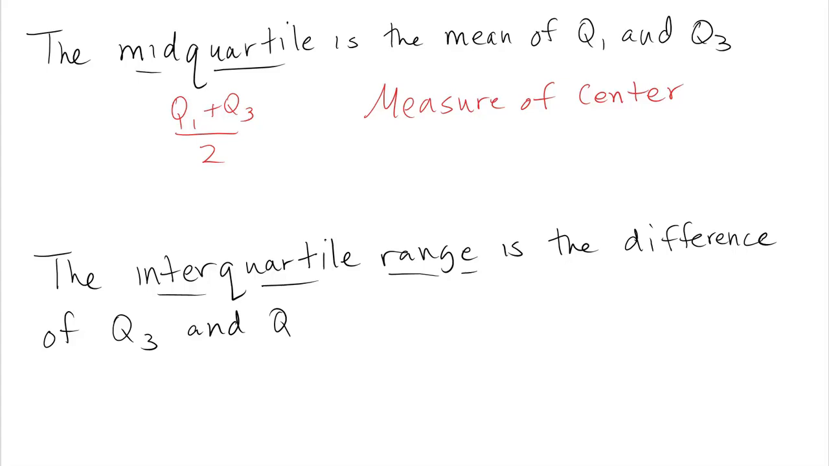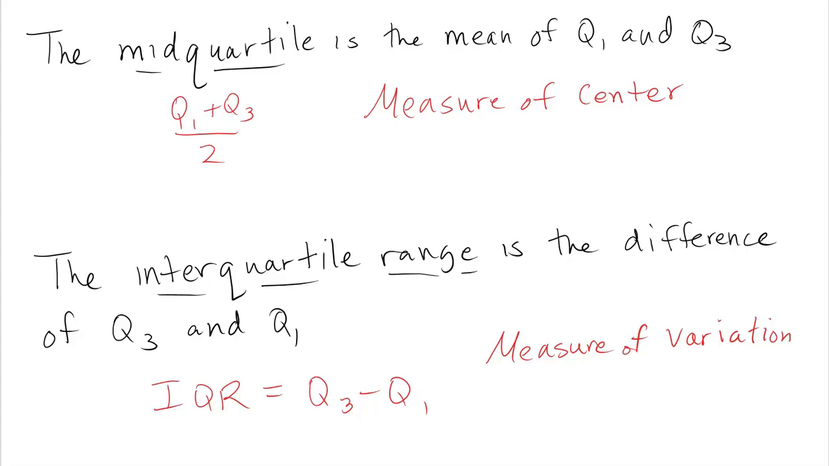Similarly, we can define a measure of variation that ignores the outliers. The interquartile range is the difference of the third quartile and the first quartile. It's common to abbreviate interquartile range IQR. This isn't a notation, but it's a nice abbreviation. And we just take the third quartile minus the first quartile. And that's measuring how spread out the middle 50% of the data is. So this is a measure of variation. It employs two measures of position in order to describe how spread out the center of the data is. So because we're describing the spread of the data, this is a measure of variation.